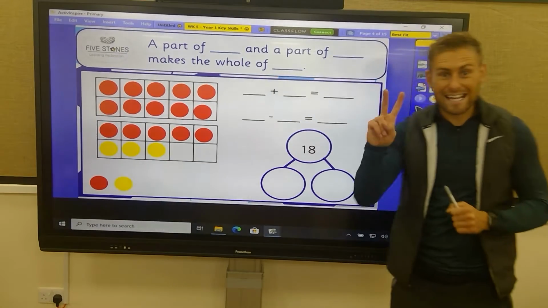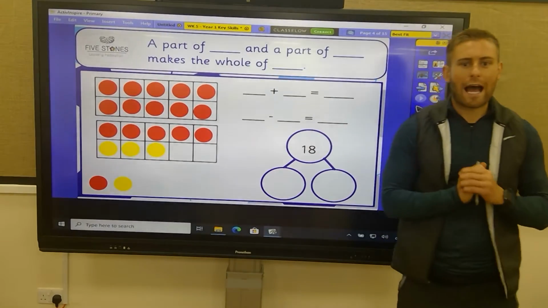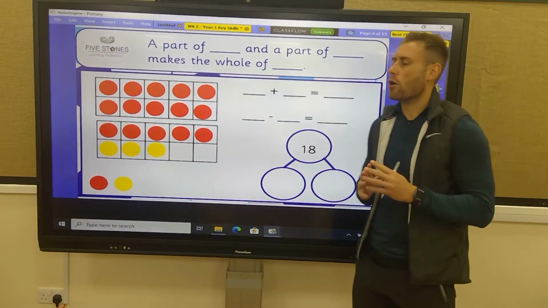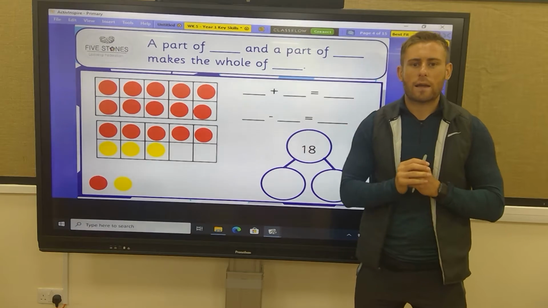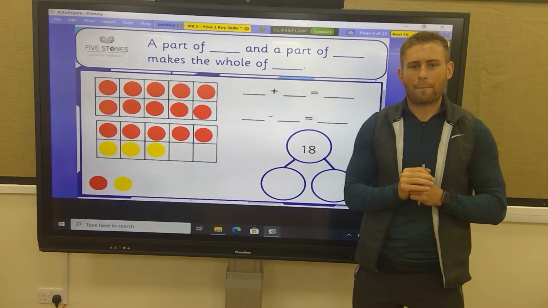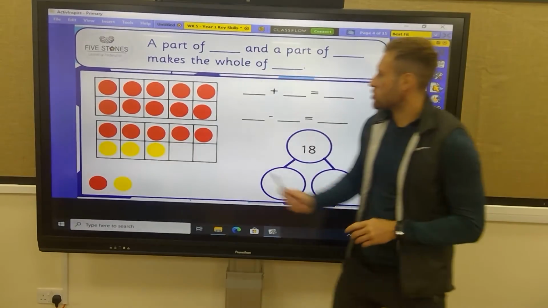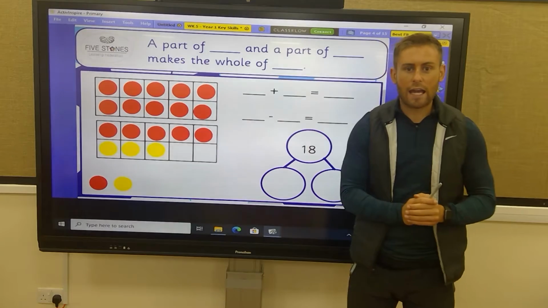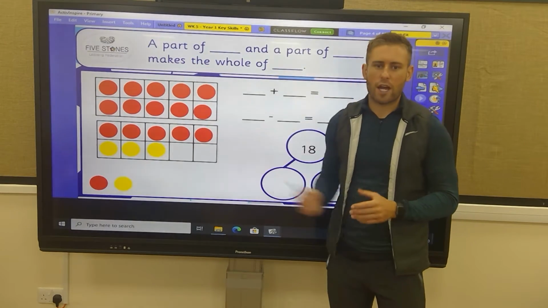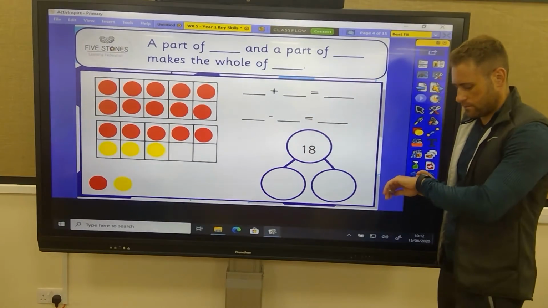So now we're on to our second activity. Well done, one complete. Now we are looking at our tens frames again, but we are looking at how two different parts can make the same whole. So two different parts can make the same whole. So first of all, I would like you to look at our tens frame and check what you think the whole is today. Off you go.